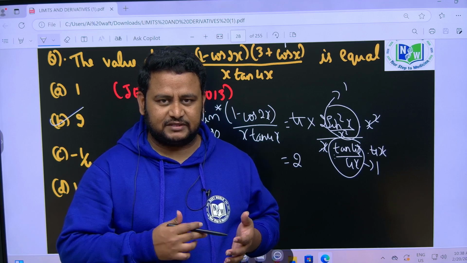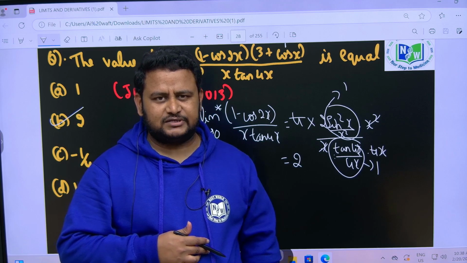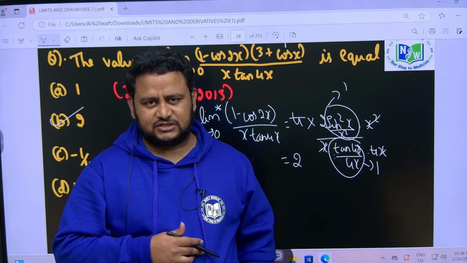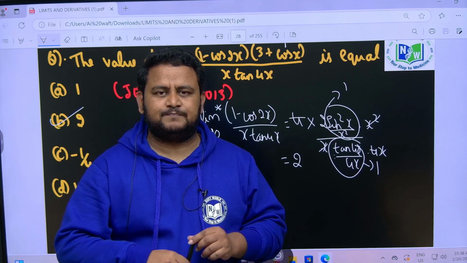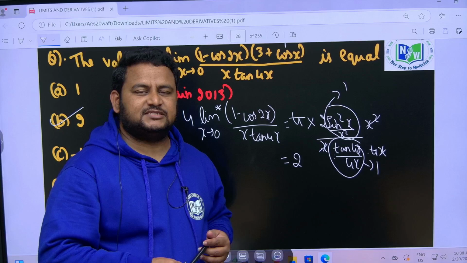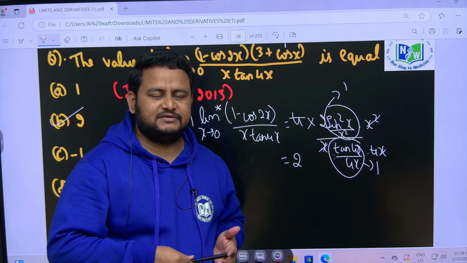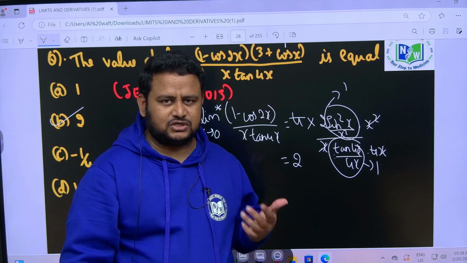Rationalization, I told you, whenever there is a square root, directly use rationalization. And I also told you when to use LHL and RHL: for piecewise functions, greatest integer functions, modulus functions, and also where there is a square root, right? Next we also learned about trigonometric limits. We also discussed what the Sandwich theorem is. I also showed you an illustration, and based on trigonometric limits we solved some questions, right?